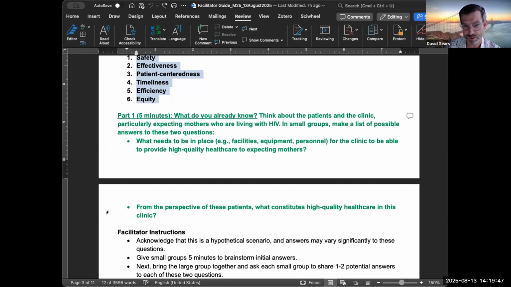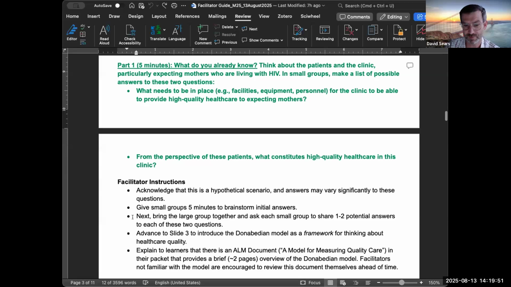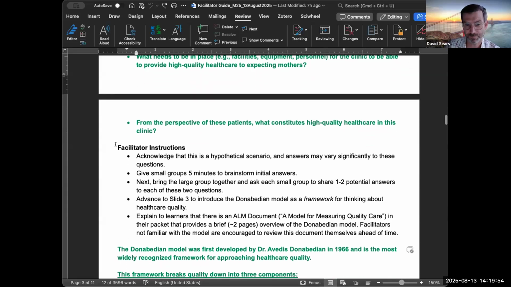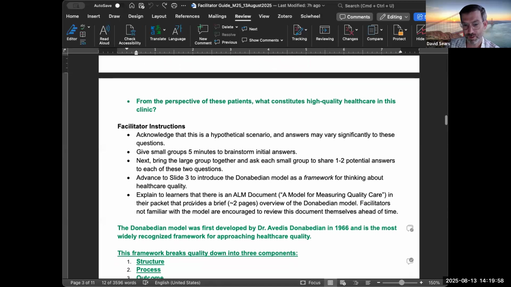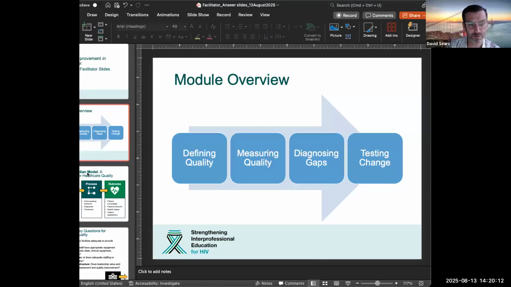So very open-ended questions. Patients or learners can brainstorm answers to these 2 specific questions, and the facilitators will give them a few minutes to brainstorm, and then we'll bring the larger group together. And what we do then with the larger group at this stage is introduce a framework. And again, this is a framework among many for evaluating healthcare quality.